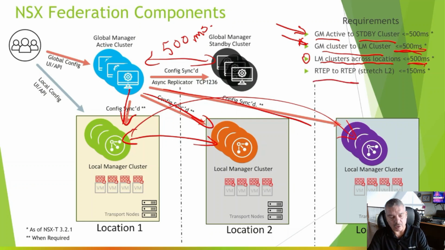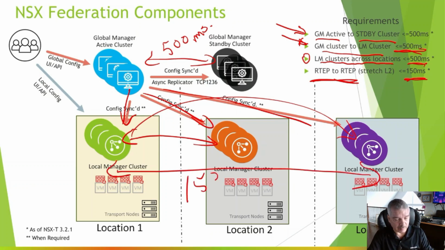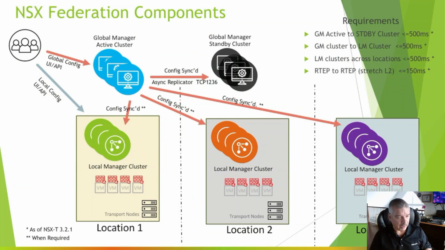Then it's talking about this RTEP to RTEP for stretching your network, 150 milliseconds. So technically speaking, if you're doing stretch networking, what you're probably going to be doing, your latency between the sites is 150 milliseconds. Kind of negates this one up here. Okay? So watch out for that. That was a change in 3.2.1. And I'll talk about what an RTEP is, so don't worry.